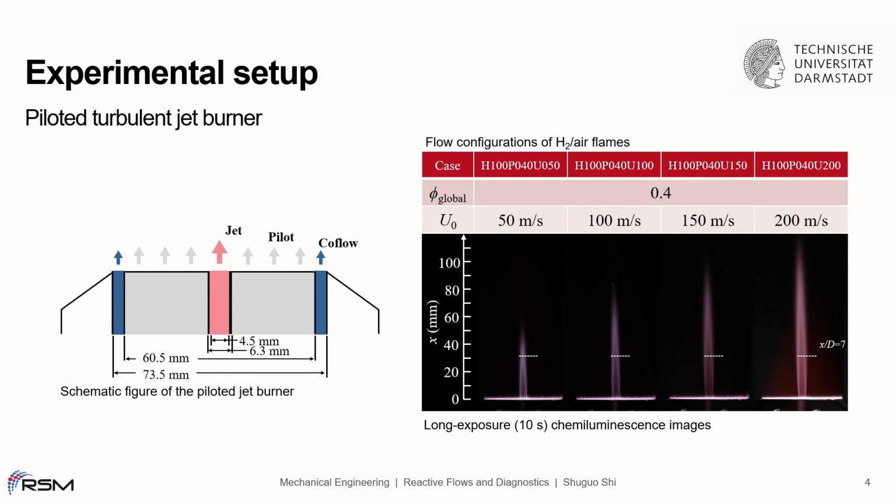In this study, 4 premixed hydrogen air jet flames with a global equivalence ratio of 0.4 and different jet velocities varying from 50 to 200 meters per second were studied. The long exposure chemiluminescence images of the flames are shown on the right side. A primary difference between the current study and the previous investigation is that both the pilot and the jet were operated with the same fuel-air mixture to avoid producing a stratified flame.